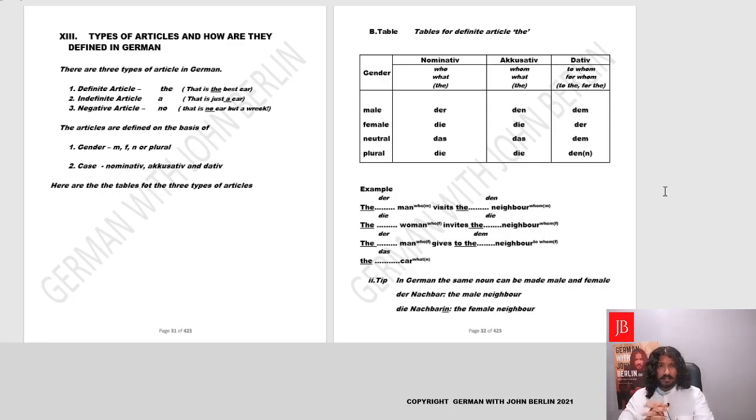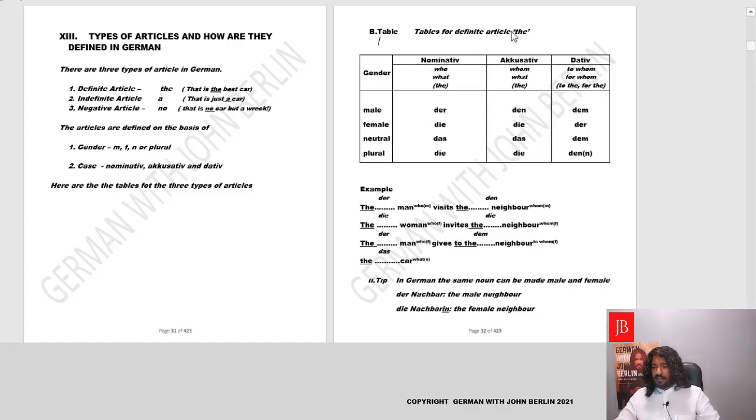Now, how are these articles defined in German? In German, these articles are defined on the basis of gender and case. Gender being masculine, feminine, neutrum, or plural, and case being nominative, accusative, dative, just like we had learned before. So let's have a look at the first table. It's the definite article table. We had earlier had a glimpse of it when we were doing genders.